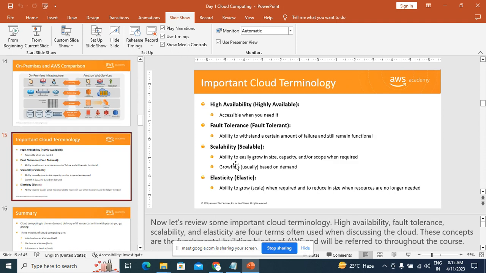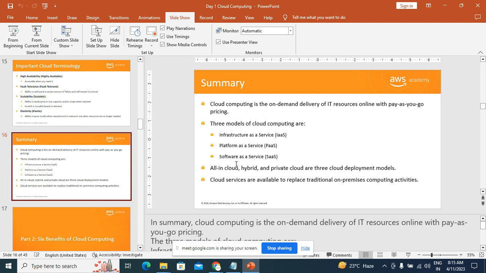So this point you need to keep in mind, because whenever you attend an interview, these are points which will help you out. So whenever the interviewer might be asking what are the advantages of cloud, you need to explain about high availability, fault tolerance, scalability, and elasticity. Okay, so you need to go with an example such that the interviewer will be able to understand it better.